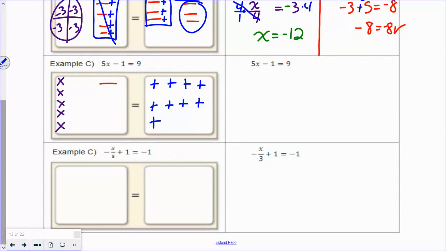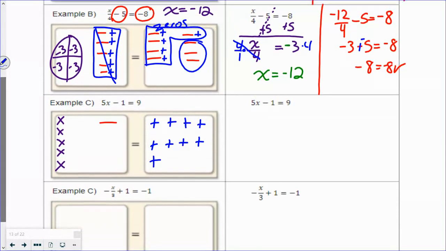Now notice how this is different than the other ones. Did I have any x's in my negative in my drawing here? No, that represented the x itself. Now I have 5 because it's multiplication. How do I get rid of a negative? A positive.